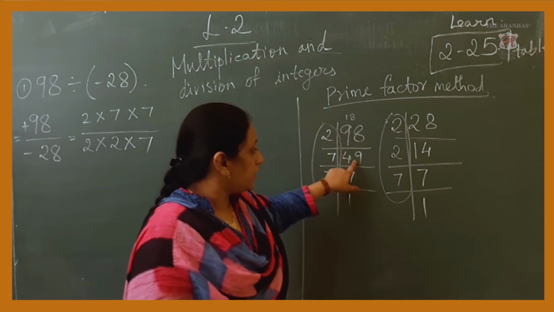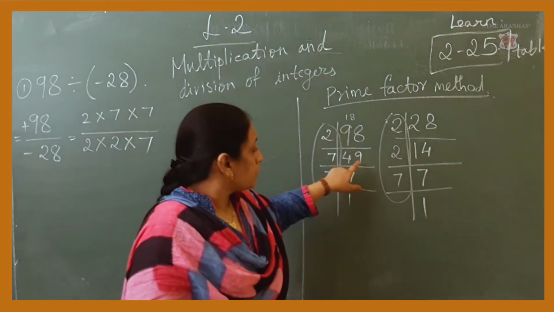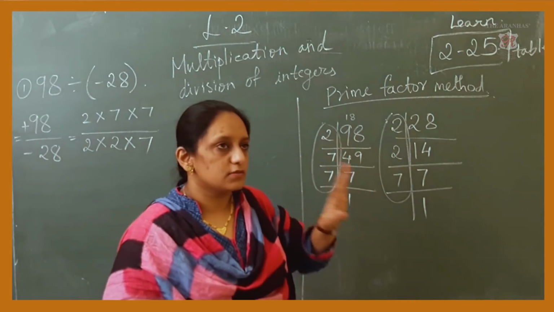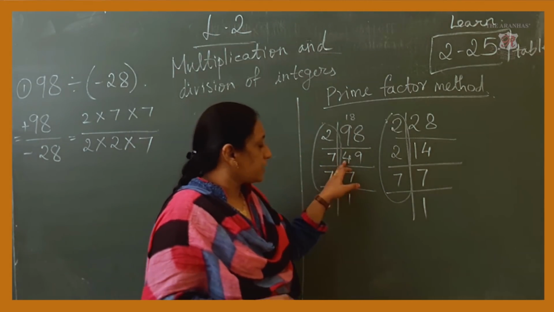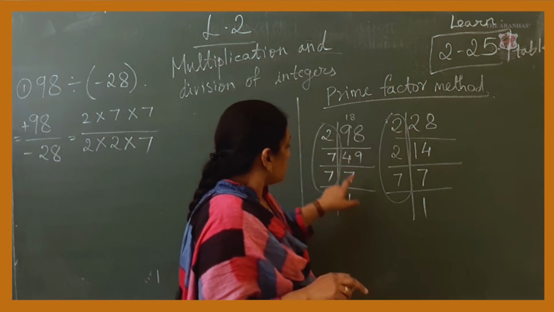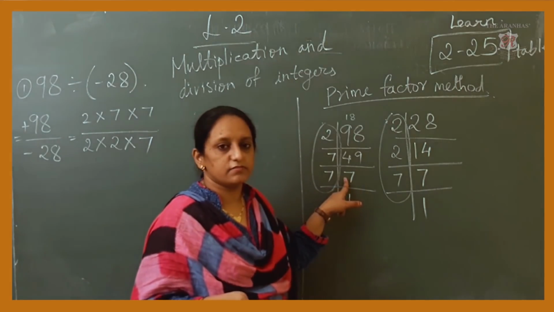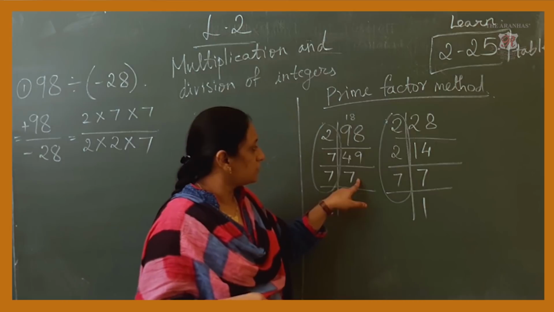18 means 2 9s are 18. So my number became 98 earlier, then it became 49. Now 49 doesn't go in the 2 table, doesn't go in the 3 table. 49 directly comes in the 7 table. So 7 7s are 49. So this 7 has no factors after this. This is the last factor. 7 1s are 7. So I write 7 1s are 7.